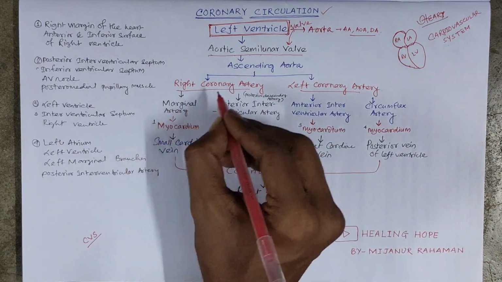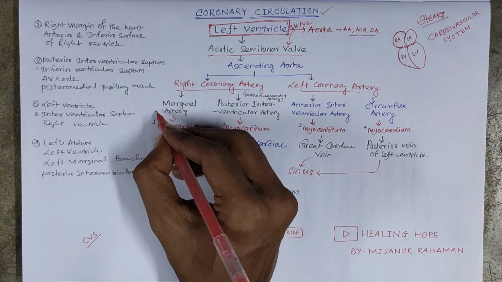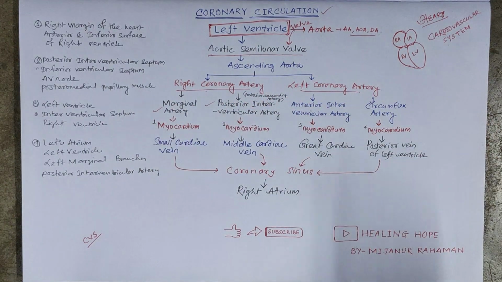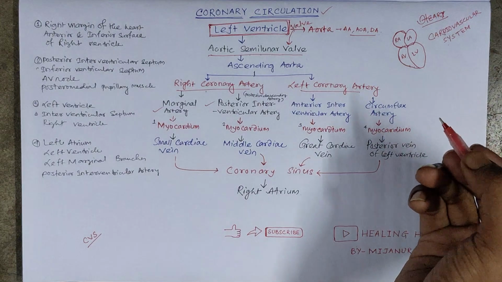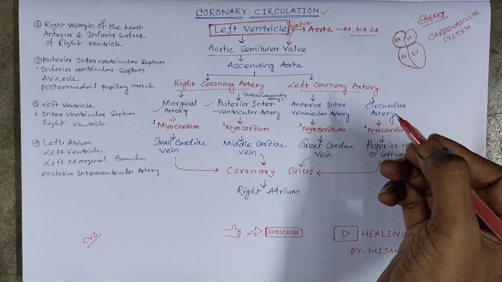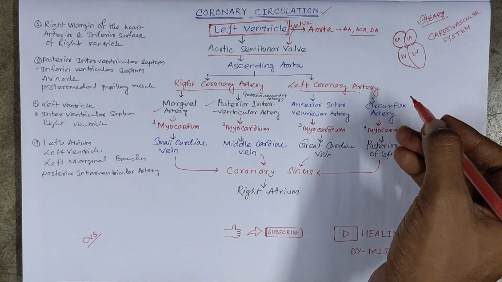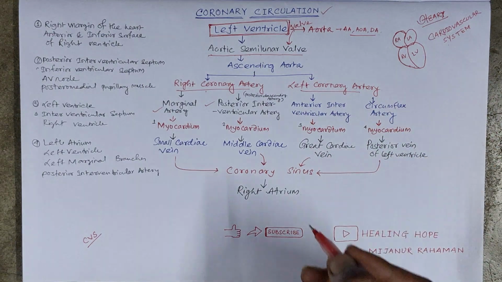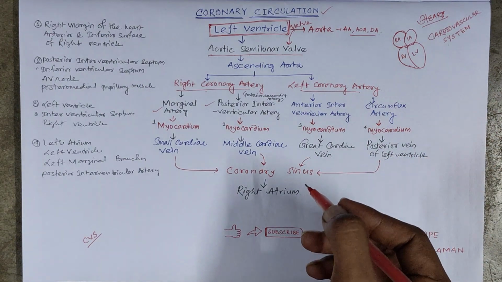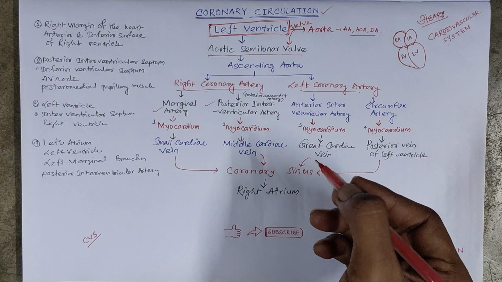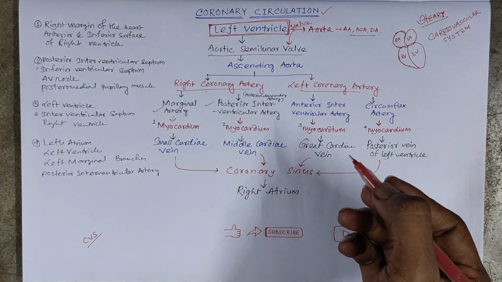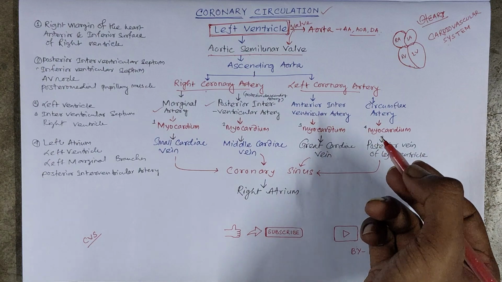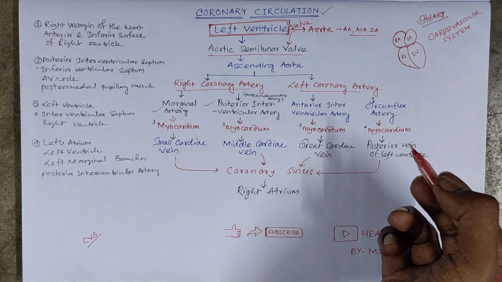The right coronary artery has two branches: the marginal artery and the posterior interventricular artery, or posterior descending artery. The left coronary artery also has two branches. One is the anterior interventricular artery and one is the circumflex artery.